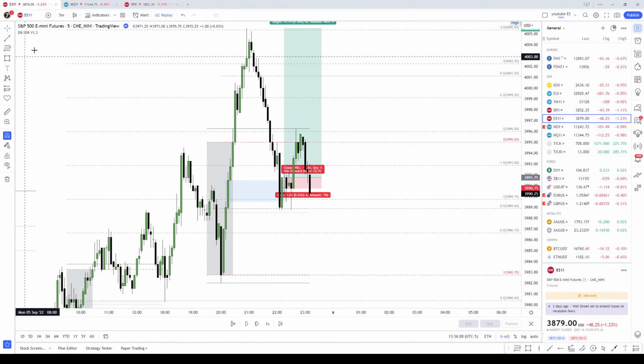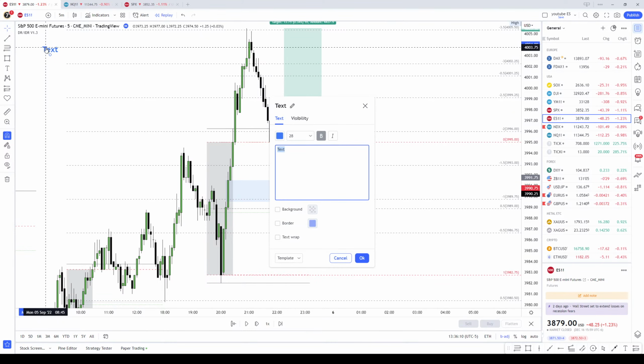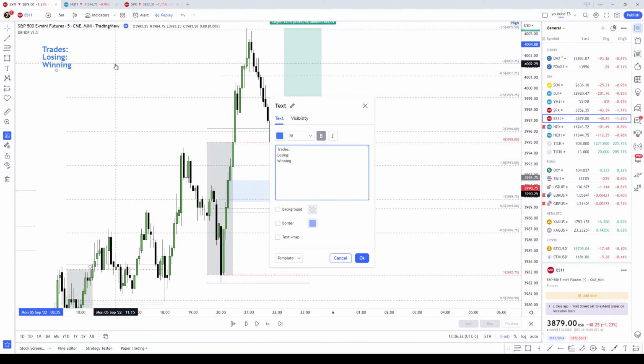So now we add here trades, losing, winning, losing 1, winning 0, R equal 0.5 minus right now.